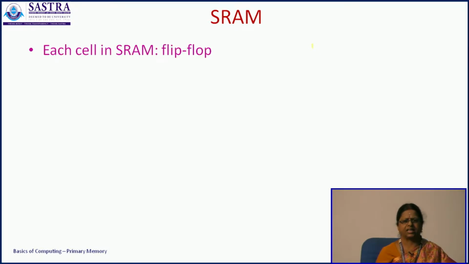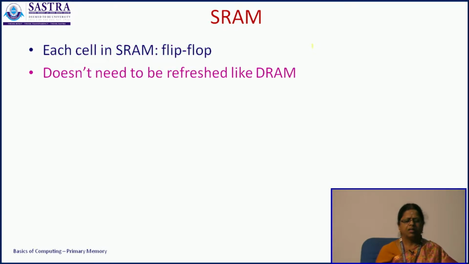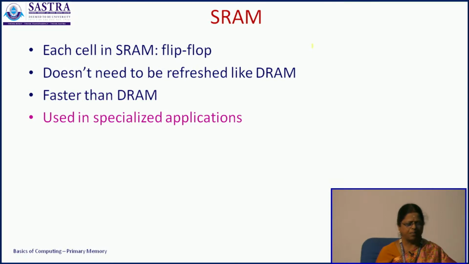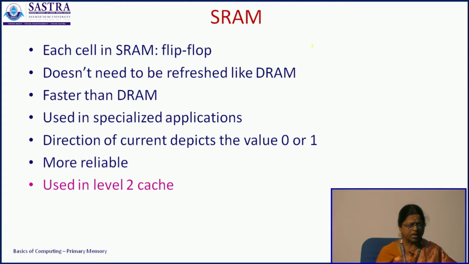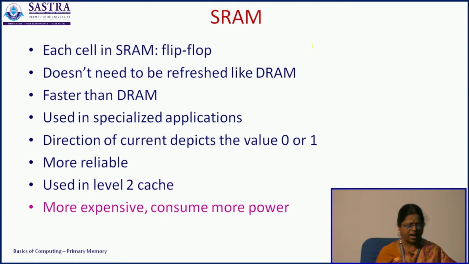SRAM means it is static RAM. Each cell in an SRAM is a flip-flop. It need not be refreshed like a DRAM. SRAM is faster than DRAM and it is used in specialized applications. The direction of current depicts the value of zeros or ones stored in those flip-flops. SRAMs are more reliable and it is used in level 2 cache. These SRAMs are more expensive and it consumes more power. These are the nature of SRAM.